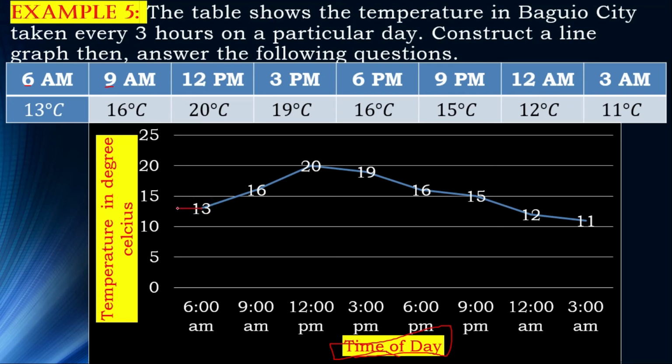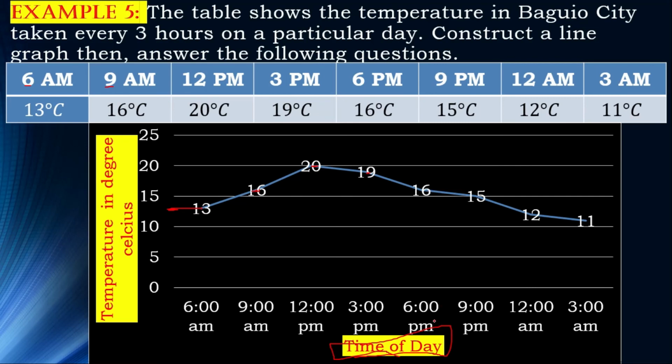So, nandito sa gitna ng 10 and 15. At nung 9 a.m., nag-increase sa 16 degrees Celsius. So, lagpas lang siya ng ating 15. At nung 12 p.m., nag-20 degrees Celsius na siya. Ayan, tapat siya mismo ng 20. At nung 3 p.m., nag-decrease siya sa 19 degrees Celsius. Ayan, mas baba ng 20.